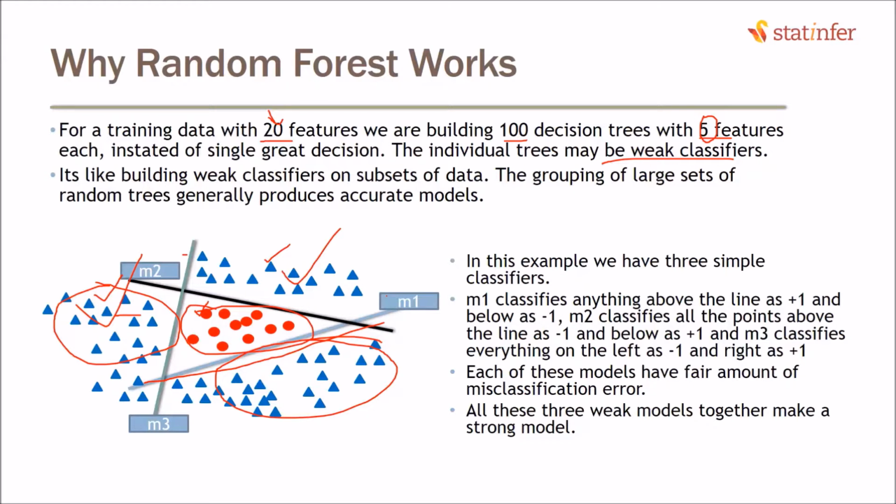This is anything below the line as -1. So this is classified wrongly by M1. Now this is line M2. Anything above this is classified as +1. Anything below this as -1. So M2 is wrongly classifying these two classes.